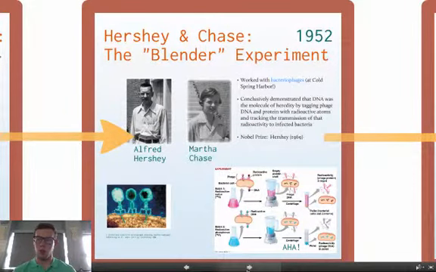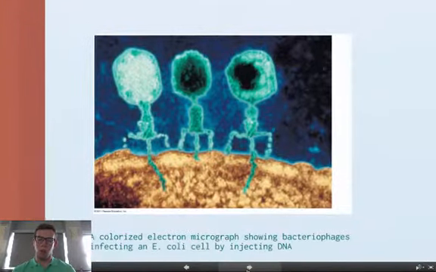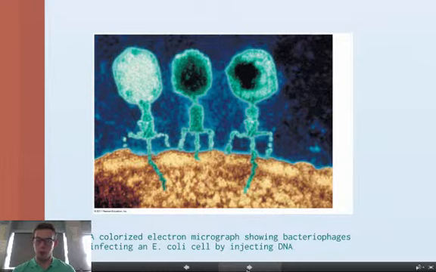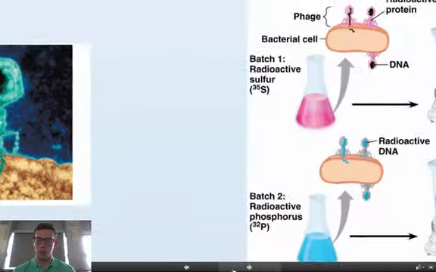Was it in the protein? Was that what was transferring this? Or was it your DNA that's actually doing it? So they were going through it, and they eventually won the Nobel Prize for this. Pretty awesome stuff. And this is just showing bacteriophages injecting their DNA in here. This is how they infect these healthy cells.